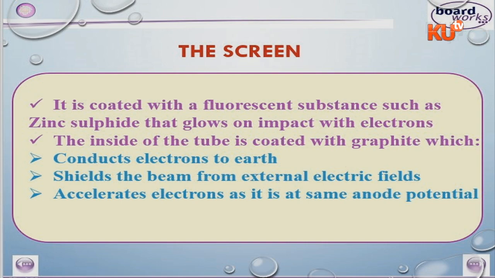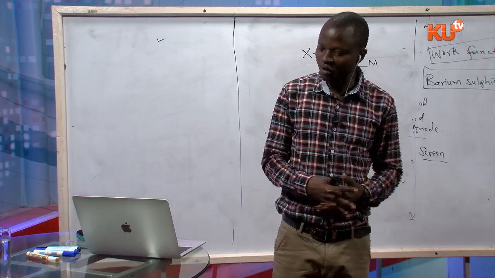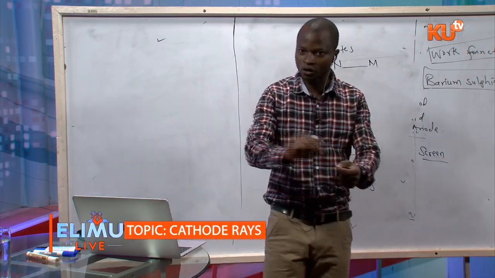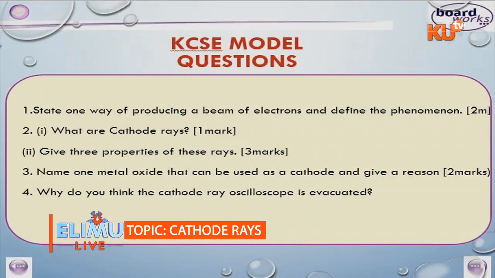Now, takeaway. Can you try the following model questions? You can take a picture on your screen, or note them down very fast, then try them at home. These are KCSE model questions. Number 1, state one way of producing a beam of electrons and define the phenomenon. Number 2, what are cathode rays? Give 3 properties of these rays. Why do you think the cathode ray oscilloscope is evacuated? Then name one metal oxide that can be used as a cathode and give a reason. You can do that as a takeaway.